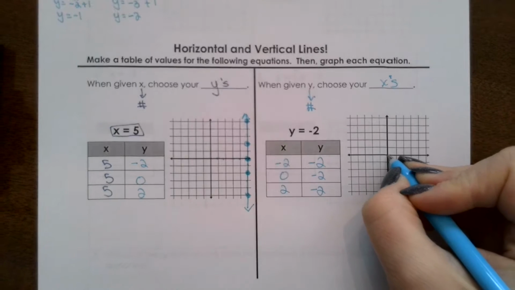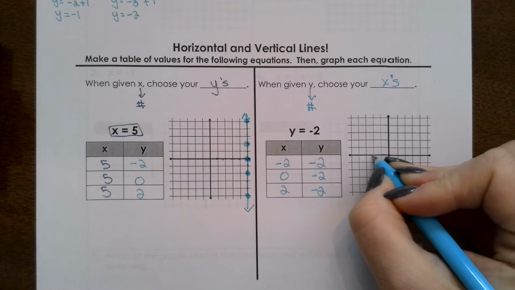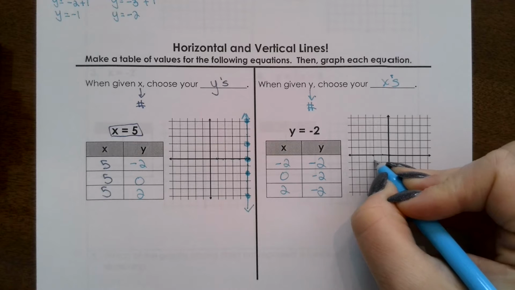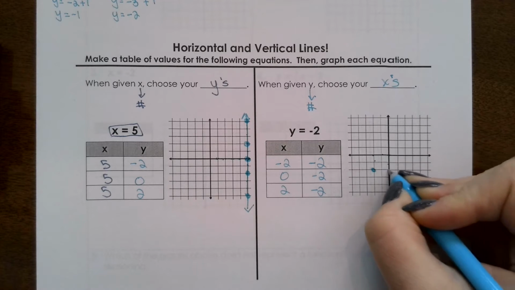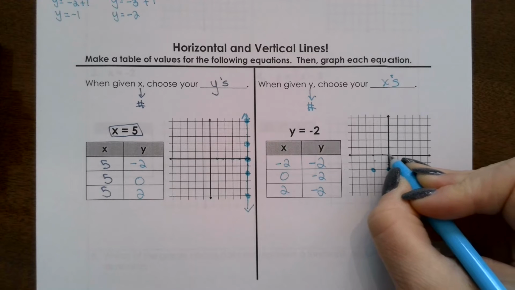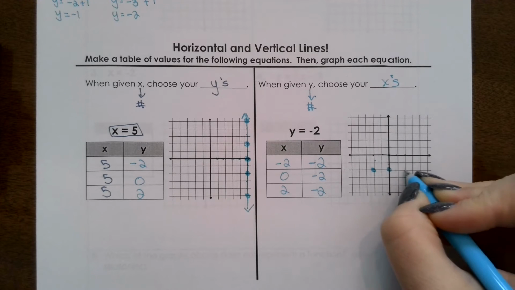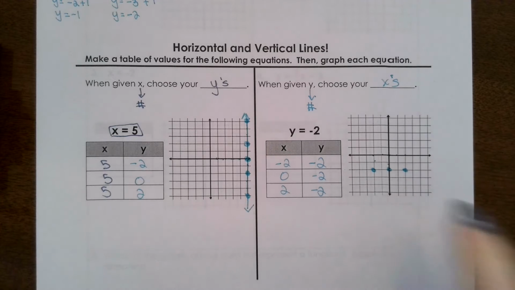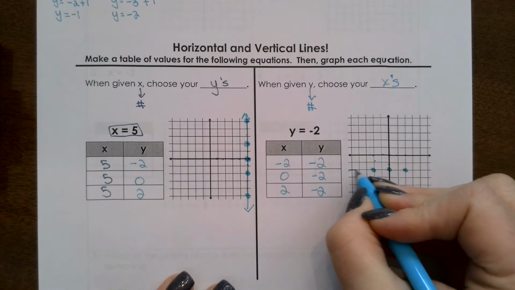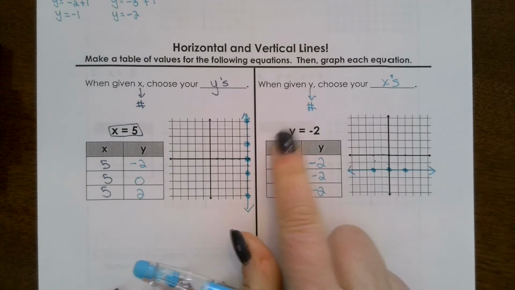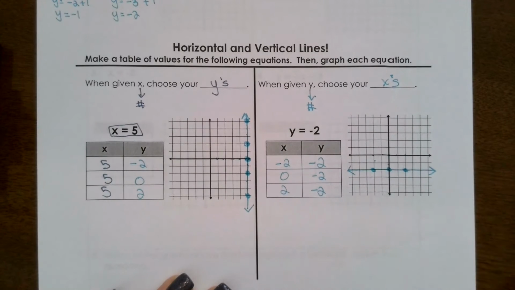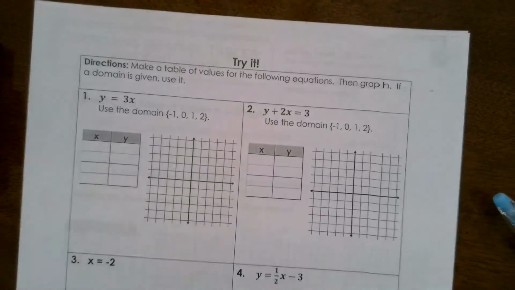So I'm starting at my origin, and x equals -2 and y equals -2. If x equals 0, starting at the origin, y equals -2. If x equals +2, y equals -2. And you're going to see a horizontal line is forming. So equations that have y equals a number result in horizontal lines. Let's take a look at page 39.